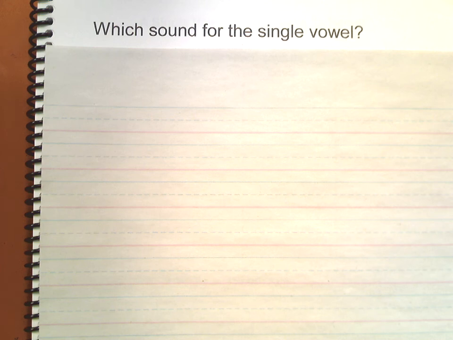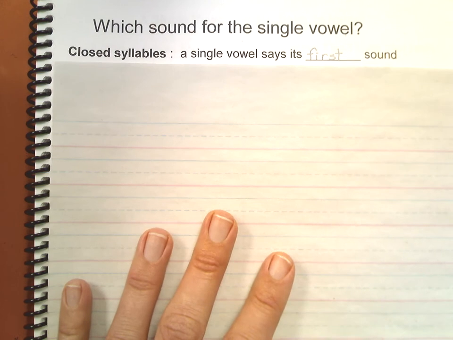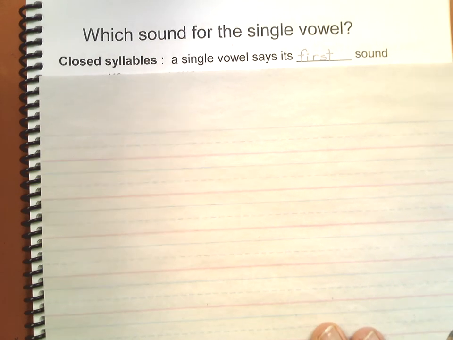All right, class, we are back on page 9. Which sound does our single vowel usually make? All right, class, I want you to tell me all together, in a closed syllable, which sound does our vowel make? Good, our vowel says its first sound.